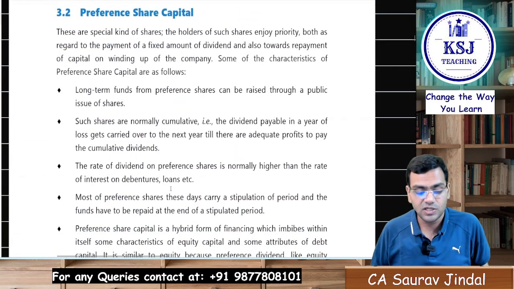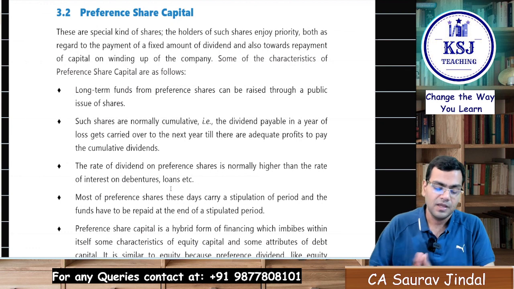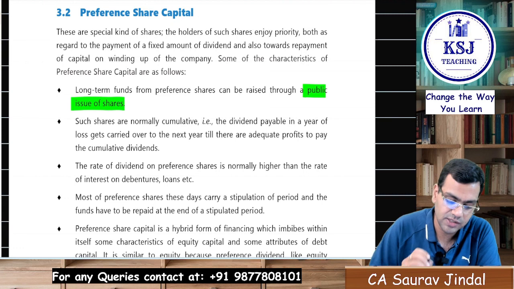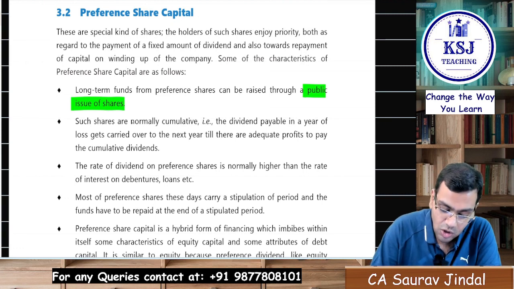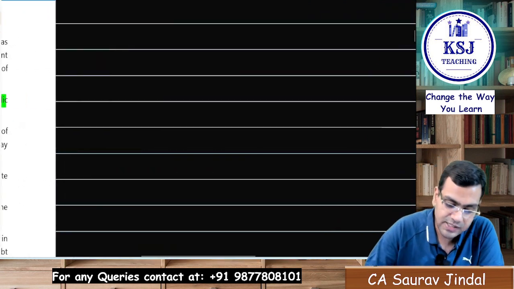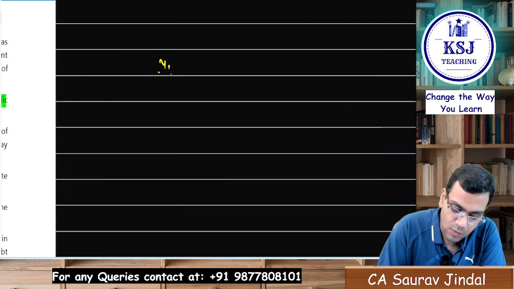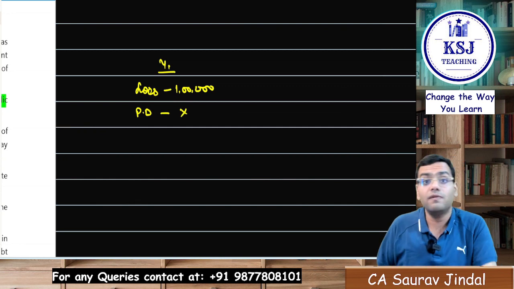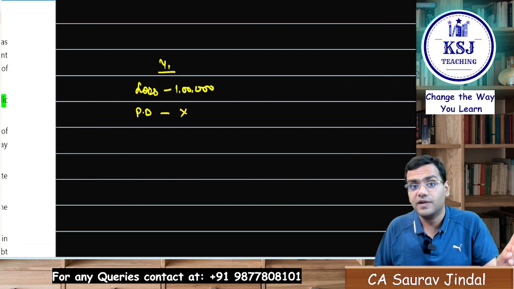Now, what are the features of the preference share capital? Preference share capital can be raised through a public issue of the shares, right? They are normally cumulative. What is cumulative? For example, in year number 1, you are having a loss of 1 lakh rupees, right? So, will you pay preference dividend out of it? No, sir. You will not pay preference dividend out of it. Right?